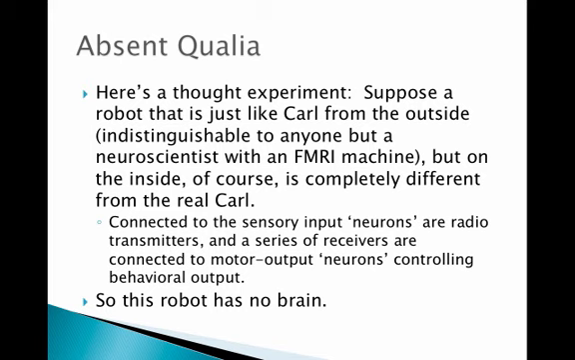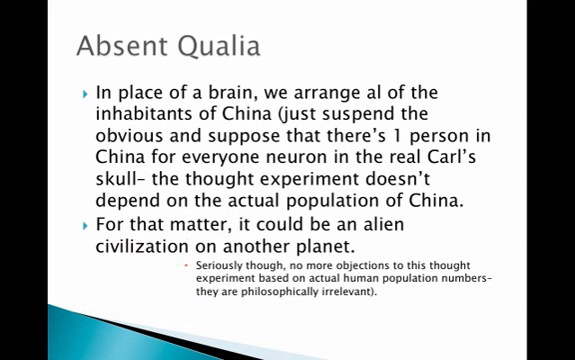And then his behavior. Robot Carl moves around just like regular human Carl. Okay? Talks, walks, except that that behavior is not controlled by the brain. Instead, it's controlled by the source of the radio signals. So the sensory input signals send radio signals somewhere, and then they're sent back to Carl's brain from that same source. So this robot internally has no brain. Okay? In place of a brain, instead it's supposed that we arrange all of the inhabitants of China. All right? And just suppose for right now that there's one person in China for every neuron in the real Carl's skull.